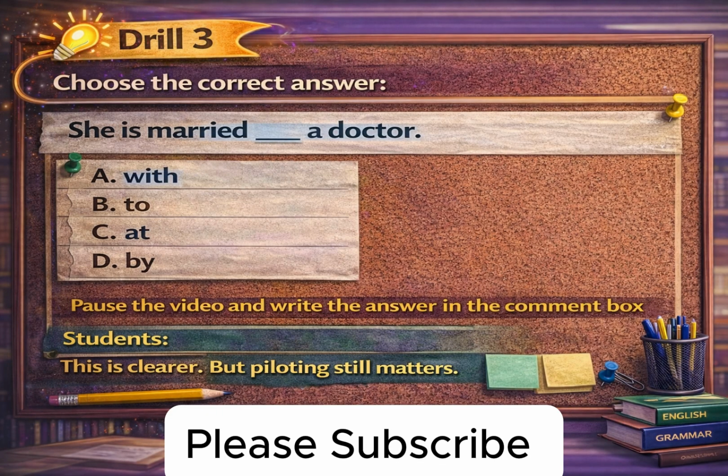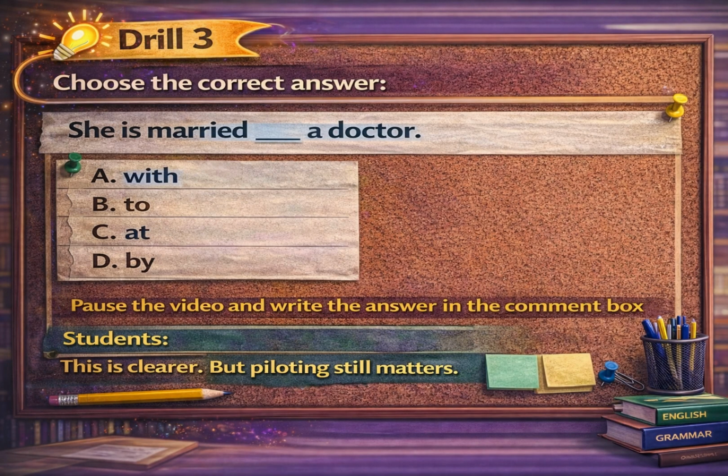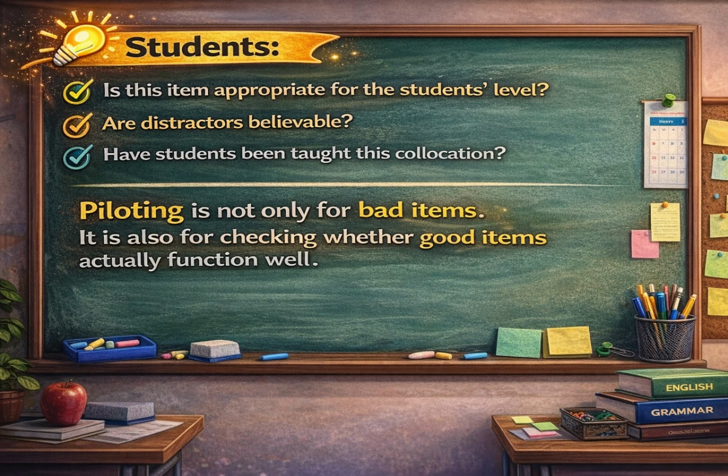Drill 3. Choose the correct answer. She is married blank, a doctor. Pause the video and write the answer in the comment box. A. with B. to C. at D. by. Students, this is clearer. But piloting still matters. Ask, is this item appropriate for the students' level? Are distractors believable? Have students been taught this collocation? Piloting is not only for bad items, it is also for checking whether good items actually function well.